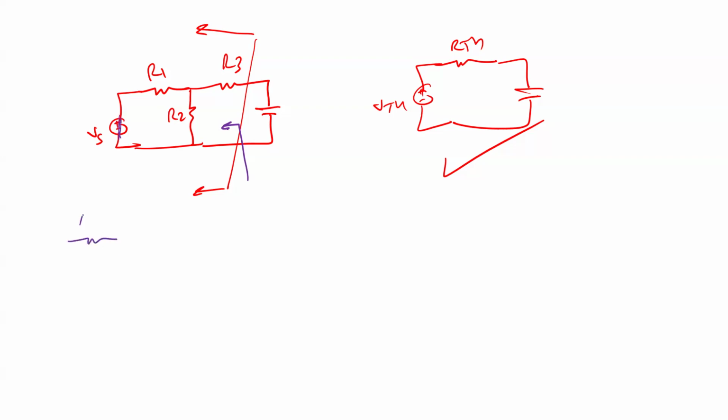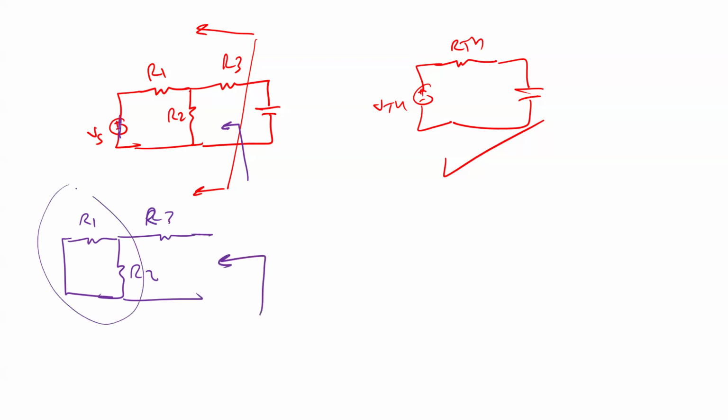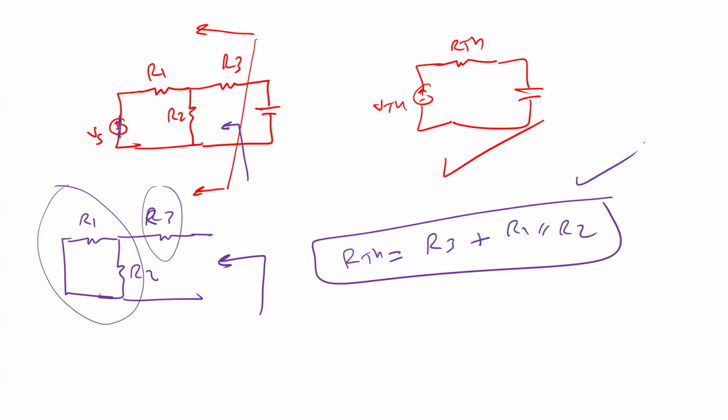So now it becomes R1, it becomes R2, and then short circuit this way, and then you have here R3, and then I want to calculate the equivalent resistance this way. It's very clear. You can see these two are in parallel. They are in series with this one. So here R Thevenin should equal R3 plus R1 in parallel with R2. Any question?